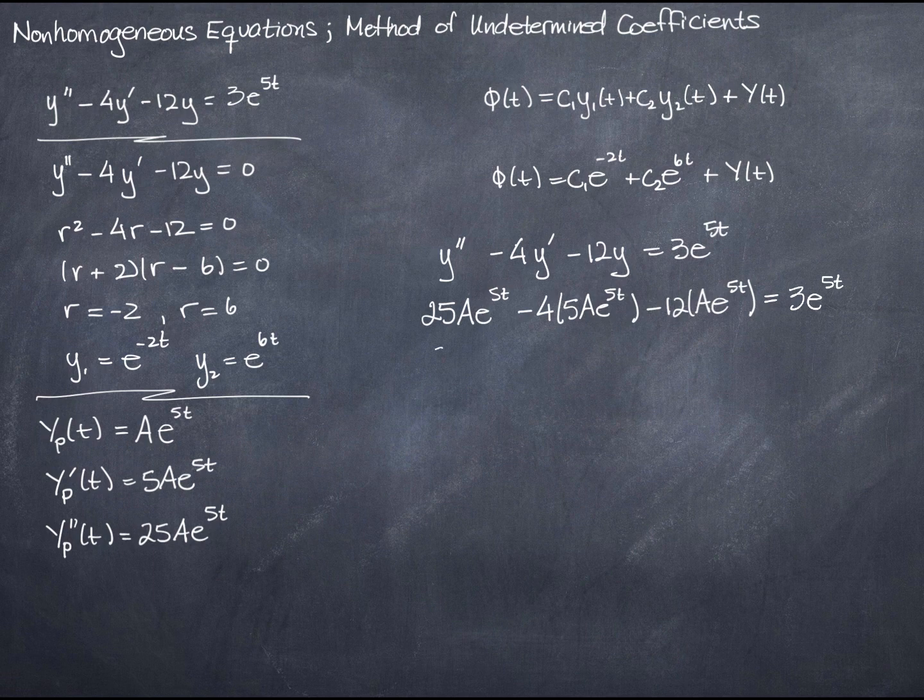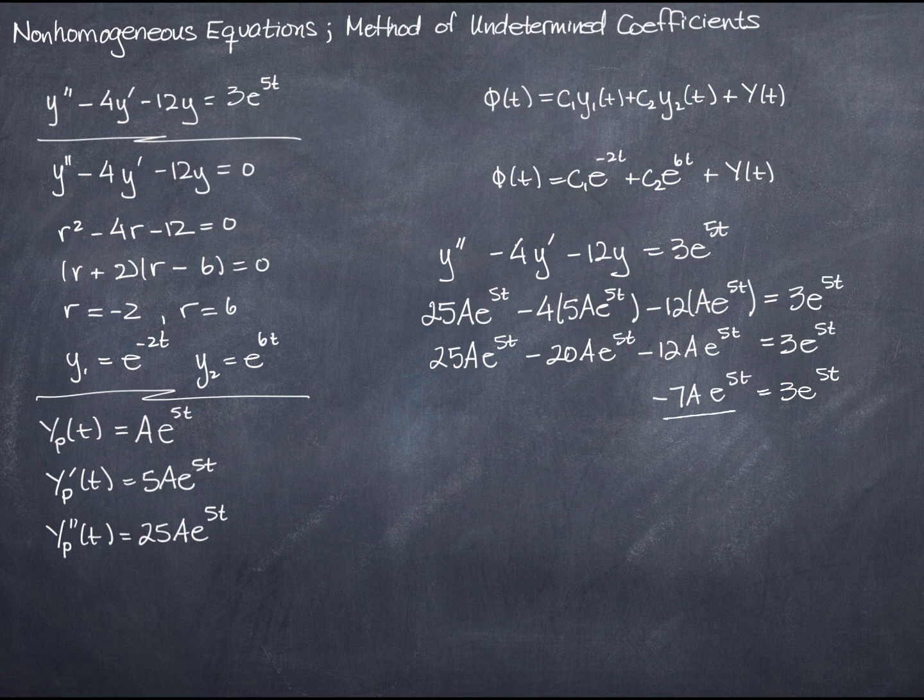All right, let's do some distribution. I have 25a e to the 5t minus 20a e to the 5t minus 12a e to the 5t equals 3 e to the 5t, and that is 5 minus 12 is negative 7a e to the 5t. These are all the same kinds of things. They're all a e to the 5t's. I have 25 of them here, take 20 from here, and take 12 more, and I have negative 7, equals 3e to the 5t.